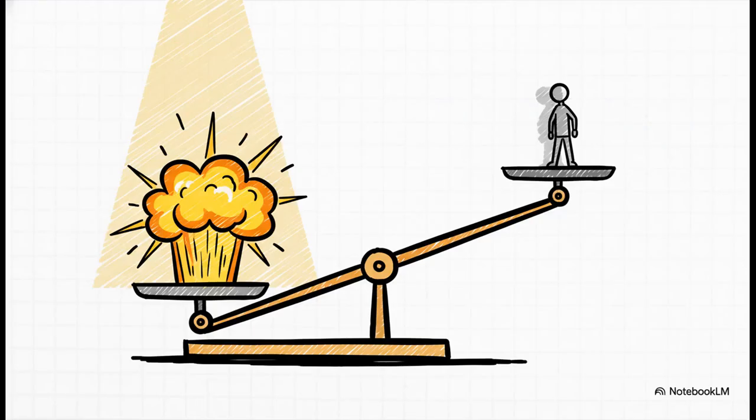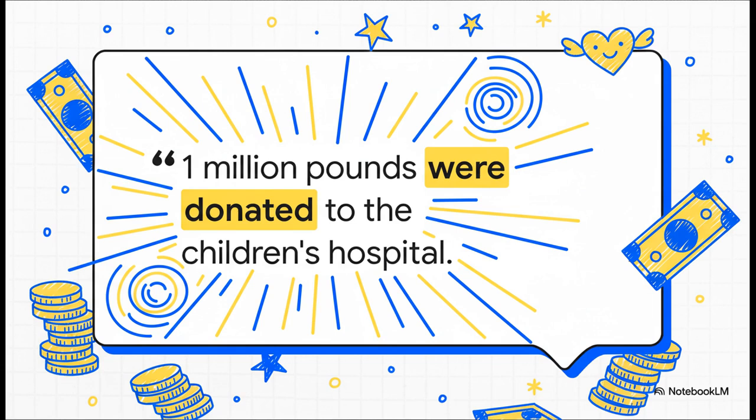So the number one, top of the list reason to go passive is when the thing that happened, the action, is way more important, way more interesting than whoever did it. The action itself gets to be the star of the show. I mean, look at this. "1 million pounds were donated." Whoa, right? That's the headline. That's the amazing part. Who actually did the donating? Well, in this sentence, that's kind of secondary. We're all focused on that incredible result, that huge sum of money.